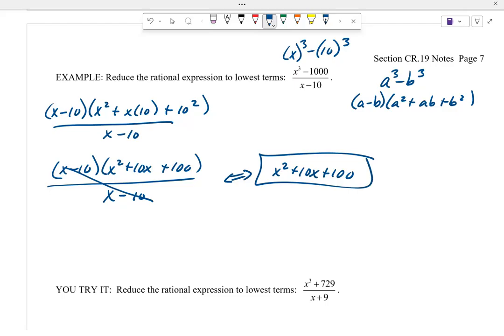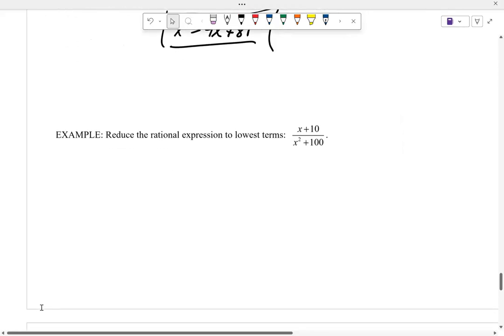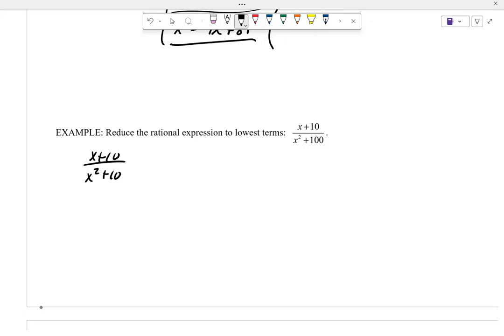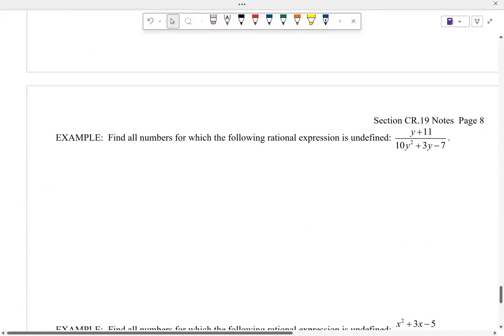You could go ahead and try that next one. Or if you want to check yourself on that, you should end up with that a cubed plus b cubed, right? 9 cubed is that 729. This one we got x plus 10 over x squared plus 100. Now you've got to be careful here that this x squared plus 100 does not factor. So you're actually already in lowest terms. There's nothing you can do. It's not an x squared minus 100. That factors. X squared plus 100 does not factor. So be careful there.